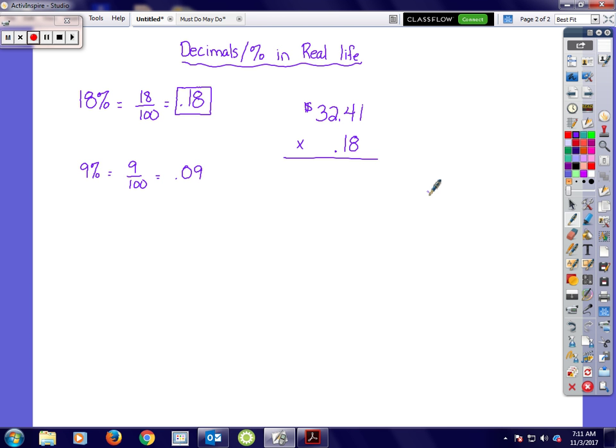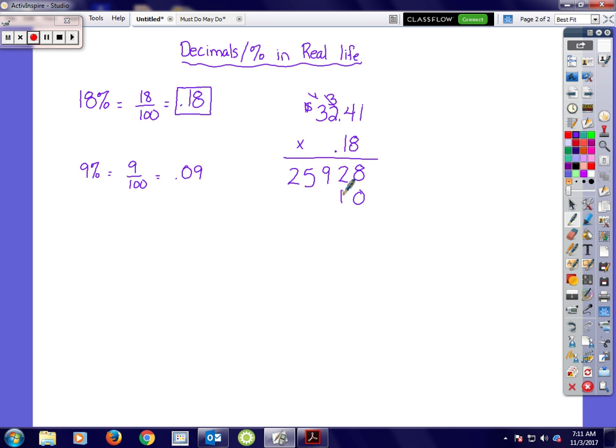So I'm going to multiply this just like I would a regular decimal. I know I have 2 places here and 2 places here, so at the end, I'm going to be moving my decimal over 4 places. So let's start. 8 times 1 is 8. 8 times 4 is 32. 8 times 2 is 16, 17, 18, 19. Carry my 1. 8 times 3 is 24, plus 1 is 25. Then a 0. Cross off.